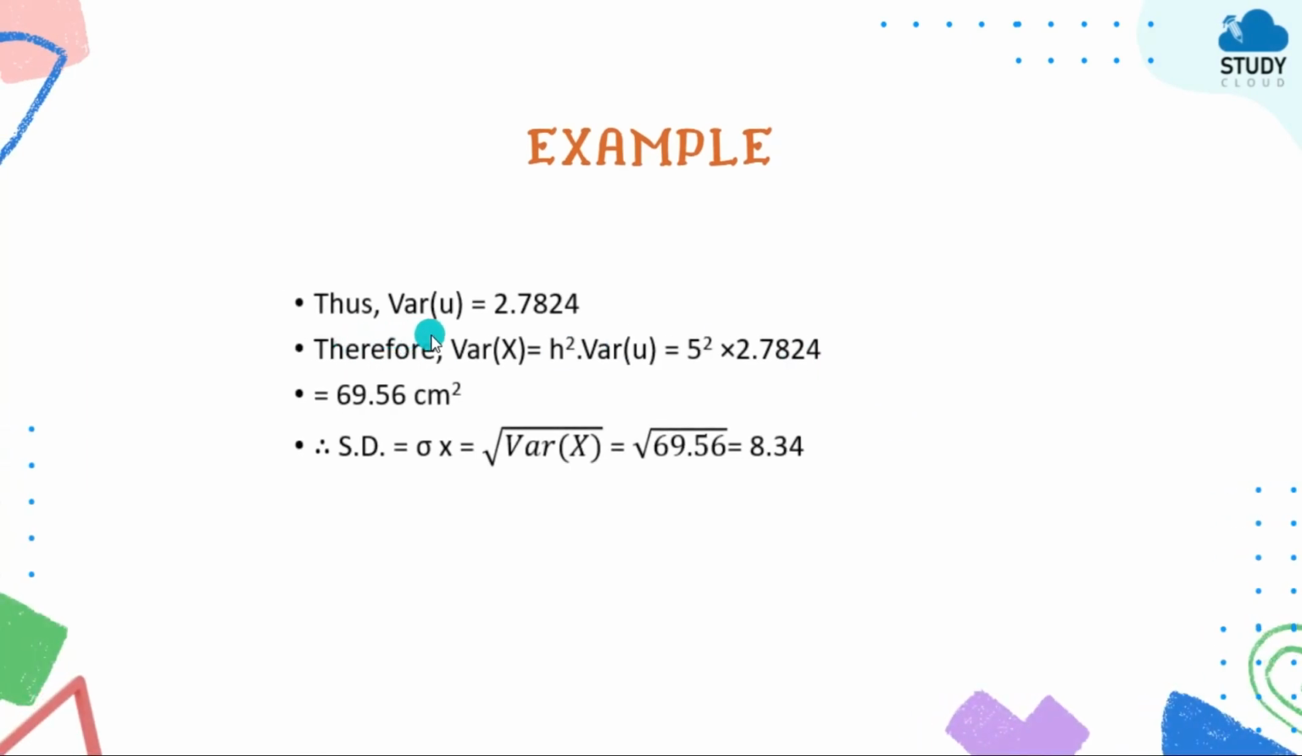Further, now the variance of u we got as 2.7824, but we want the variance of x. So the formula in the shortcut method is h square multiplied by variance of u. h was 5, so 5 square into 2.7824 will give us 69.56 centimeter square. Now that is the variance, but we want the standard deviation. So what is the formula for standard deviation of x? It is under root variance of x. So under root 69.56, when you solve it, you will get 8.34. So this is how you solve the change of origin method. Now let's move further.